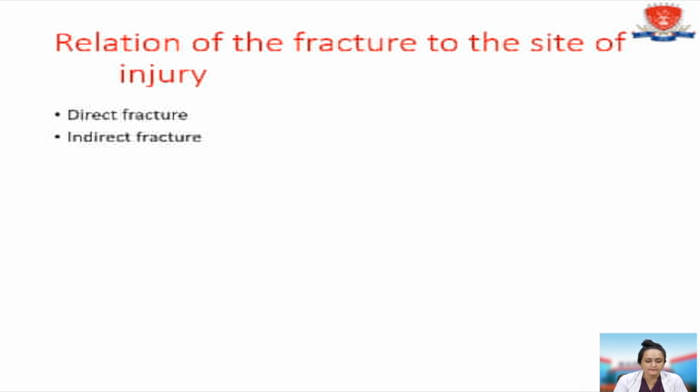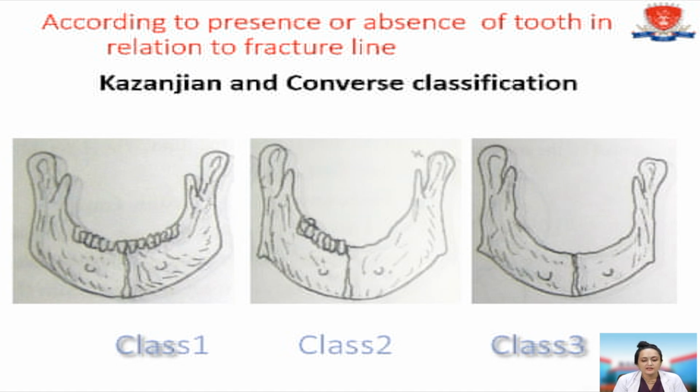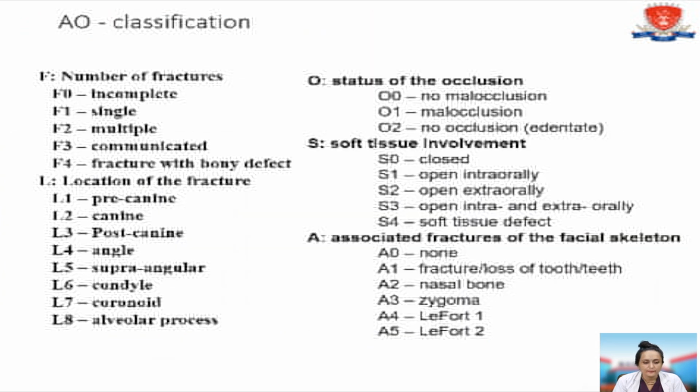Then there is Kazanjian and Converse's classification. They classified it according to presence or absence of teeth on each side of the fracture line. Class 1 is when teeth are present on both fracture fragments. Class 2 is when teeth are present on only one fracture fragment, and class 3 is edentulous.